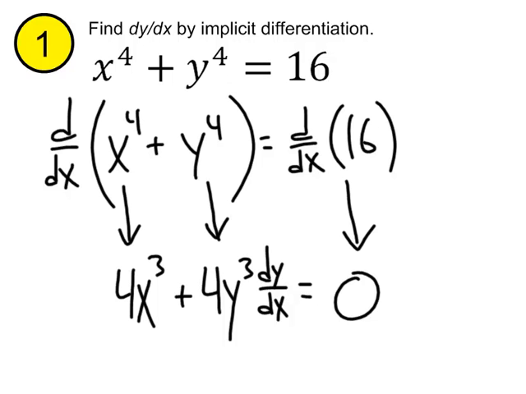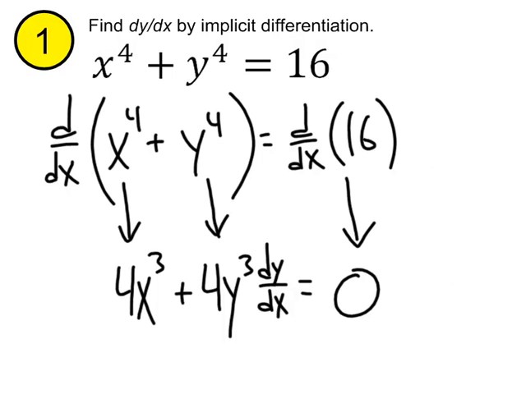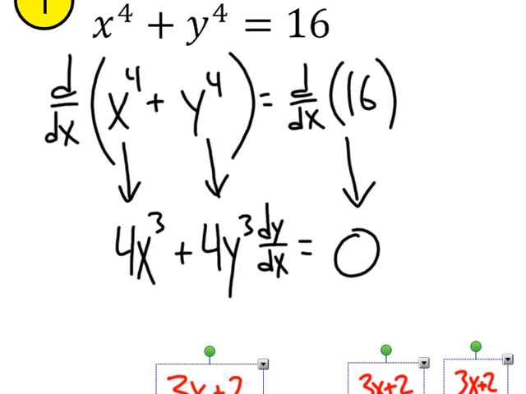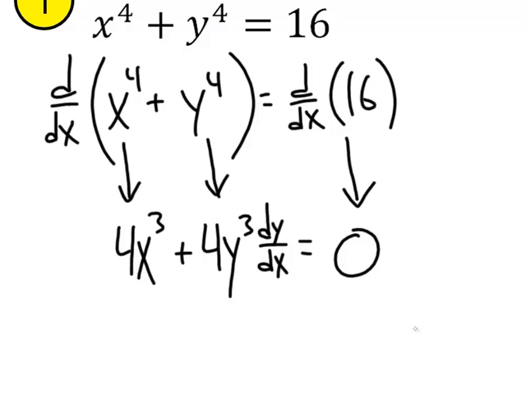All right, so what do we do now? Let's get the dy over dx by itself. So even though in the original problem I didn't have to get y by itself, I do want to get the dy over dx by itself. Think of this as a variable in its own right, and we just need to isolate it.